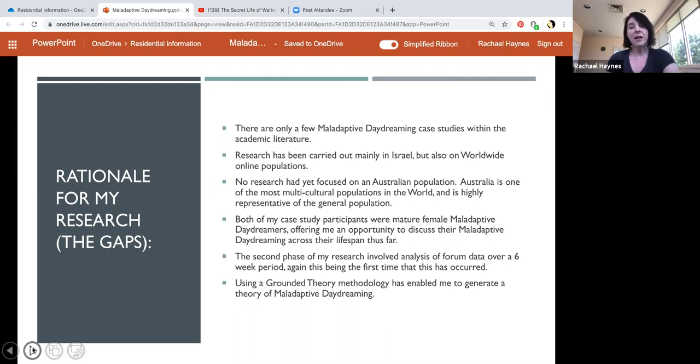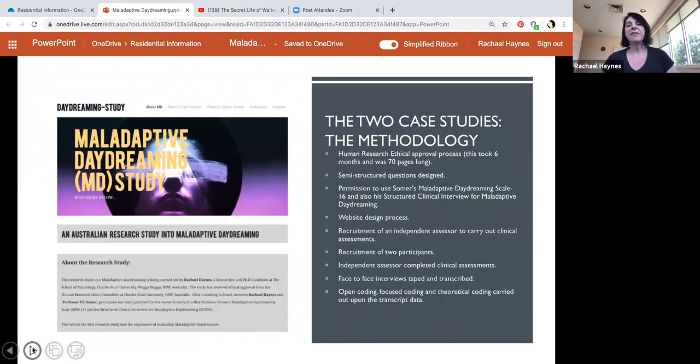And finally, the final part of my filling a gap and adding my contribution to scientific knowledge, I guess you could say, was using a grounded theory methodology. Now, this was the first time, again, that it's been used ever in the world to generate a theory of maladaptive daydreaming. I'll explain later what grounded theory is, and that will provide a bit more context. So, the two case studies.